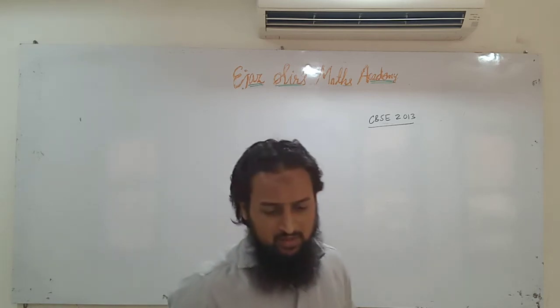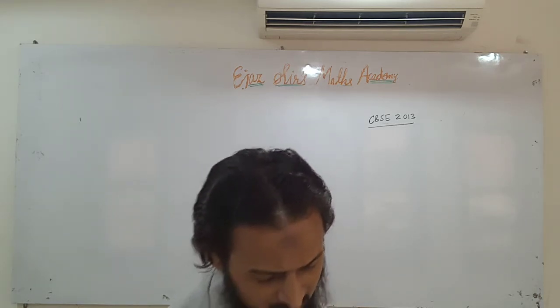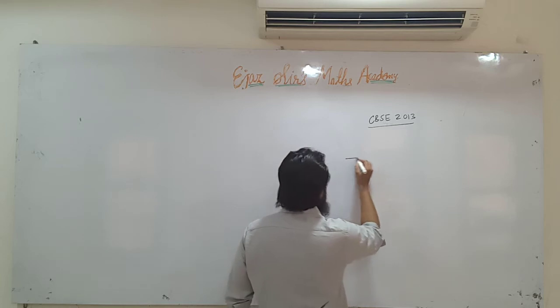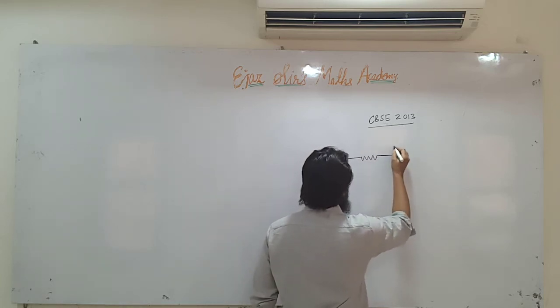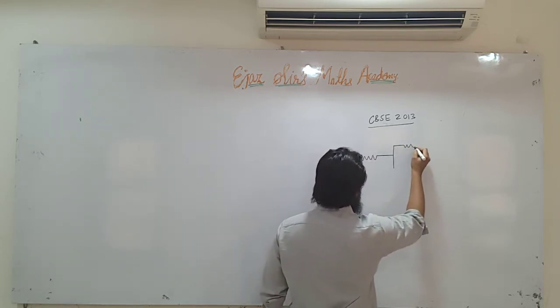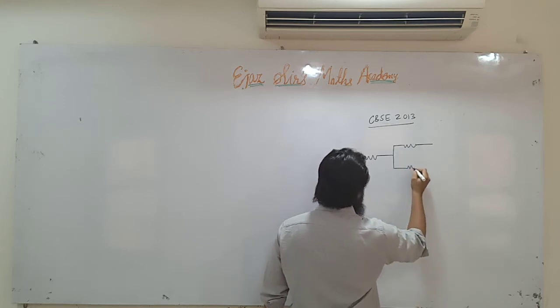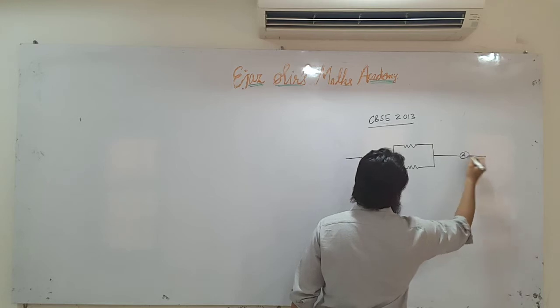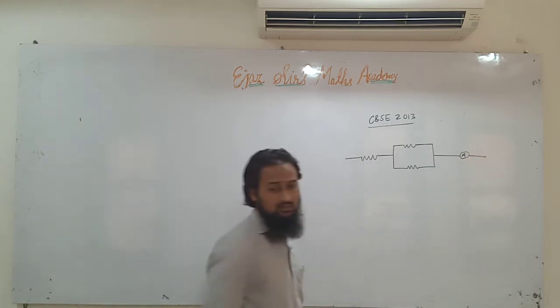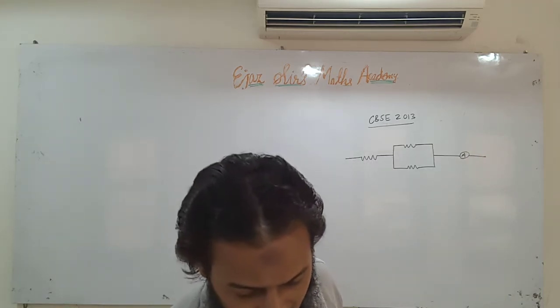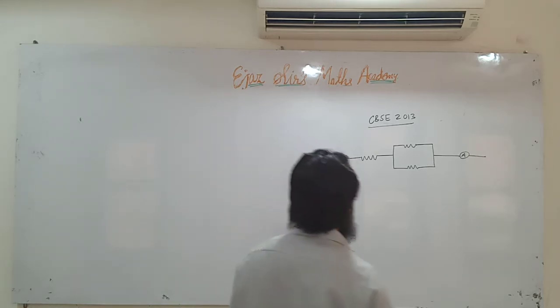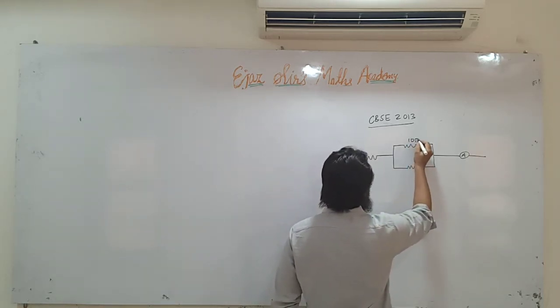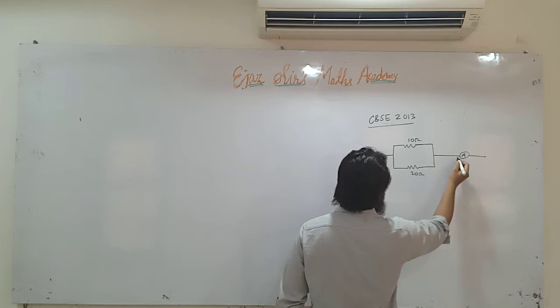And what is the question? They have given a diagram like this, and there are two resistors in parallel, and here they have connected the ammeter. 10 ohm and 20 ohm. This is 10 ohm and this is 20 ohm.